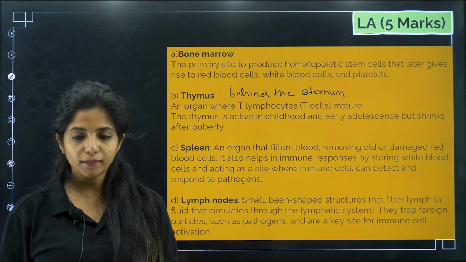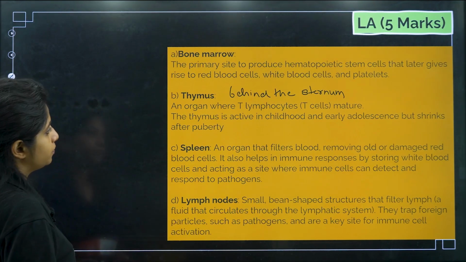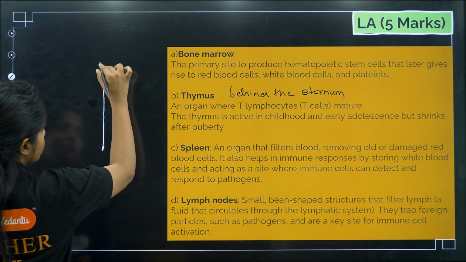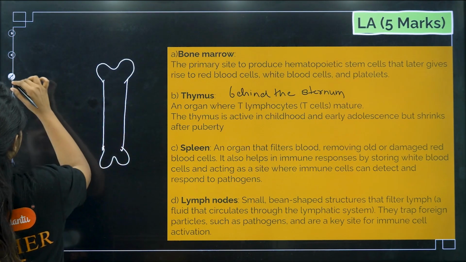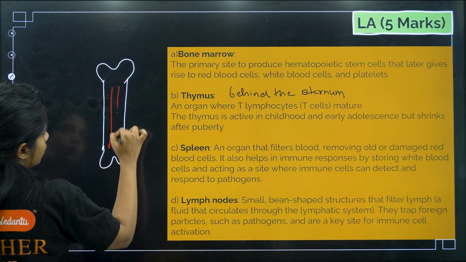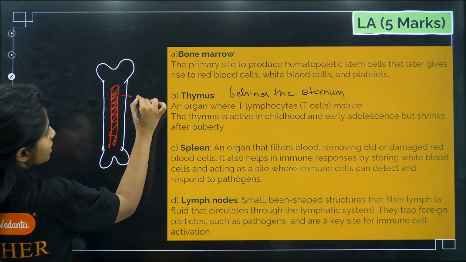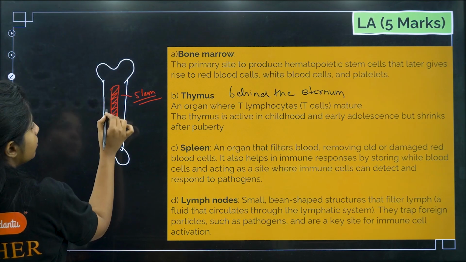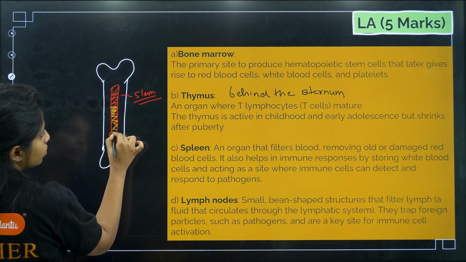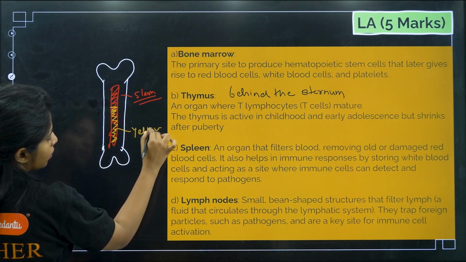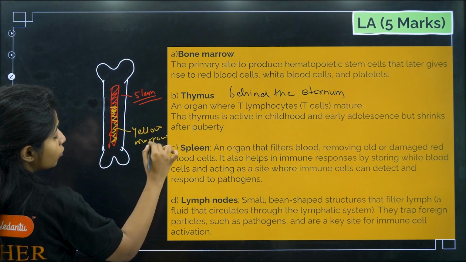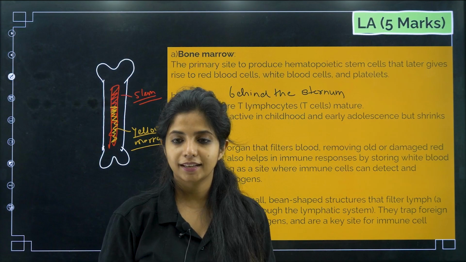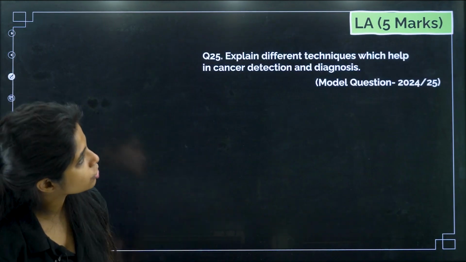Okay. And bone marrow, if you want to understand its structure, in every bone you will be having a red marrow, my dear children. Red marrow will be having these stem cells, which will later form RBC, WBC and things like that. Later the red marrow will be turning into yellow marrow, which will help in making more bone cells, fat and things like that. Okay, next question.